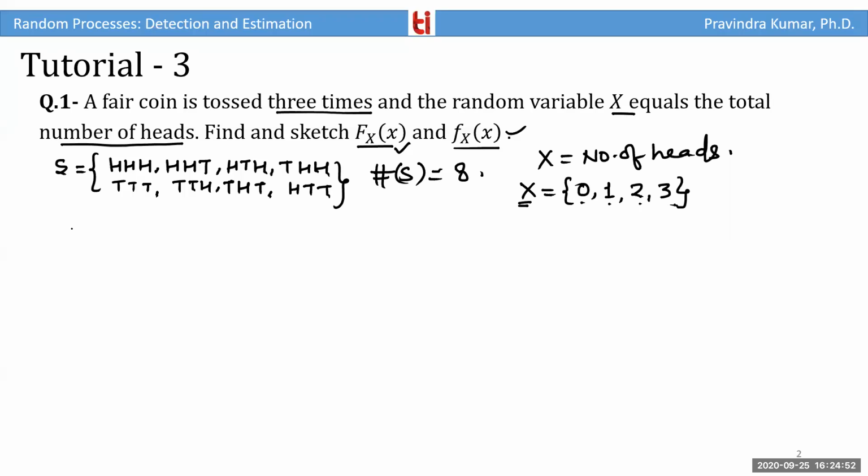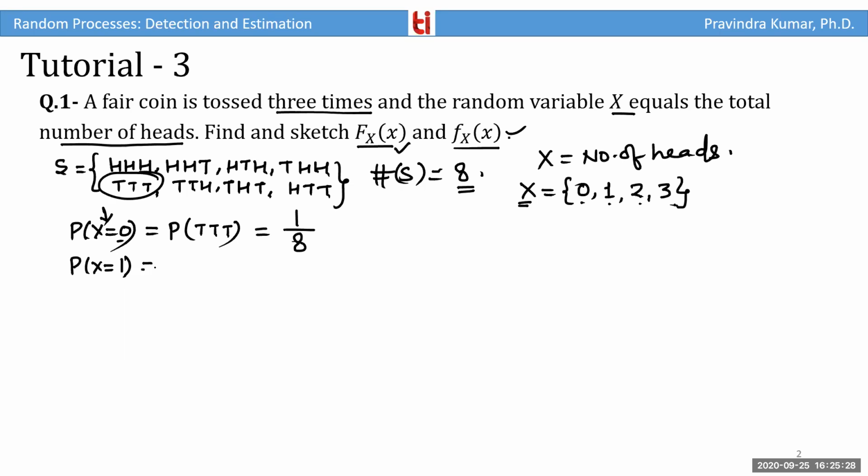Now the probability X is equal to 0. This means the probability of not getting a head. This corresponds to TTT, and the total number of outcomes is 8, and only one is favorable when there is no head. So the probability is favorable divided by total number of outcomes. So the probability of not getting a head in three tosses is 1 by 8.